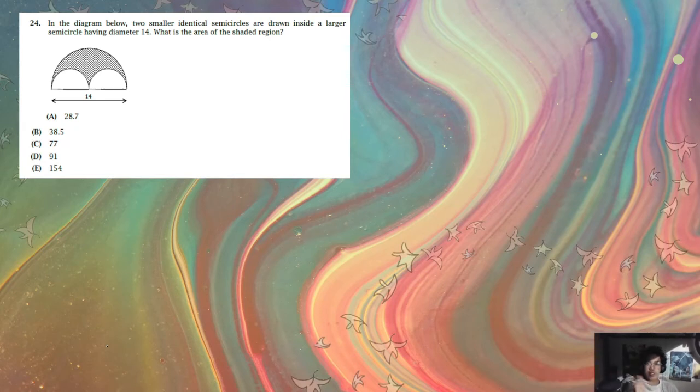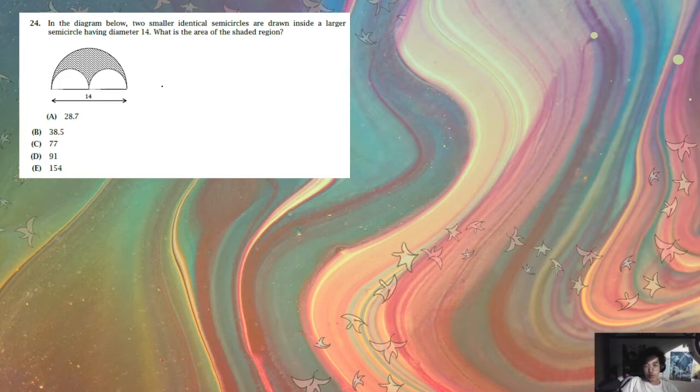So let's try to continue with our topic on lesson 4 and 5, triangles, quadrilaterals, and this time let's try to include circles. For this problem we have, in the diagram below, two smaller identical semicircles drawn inside a larger semicircle having a diameter of 14. What is the area of the shaded region?